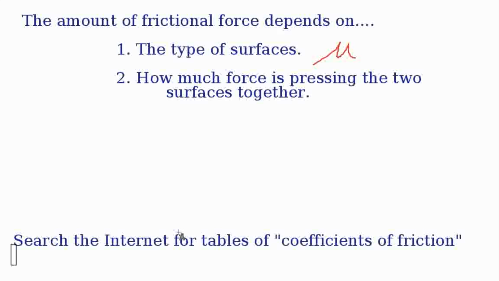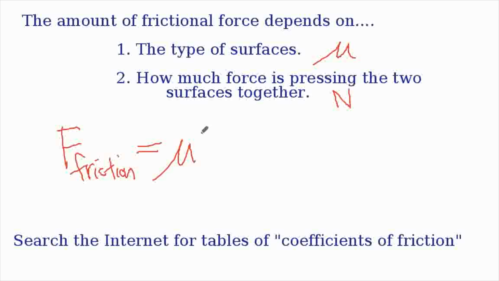And then the force pressing two surfaces together, I said that there's usually an equal and opposite normal force to counteract that. So that's why we denote this by N. Putting it all together, the frictional force is equal to that constant times the normal. Actually, that's the biggest that the frictional force can be, so I'm going to say less than or equal.